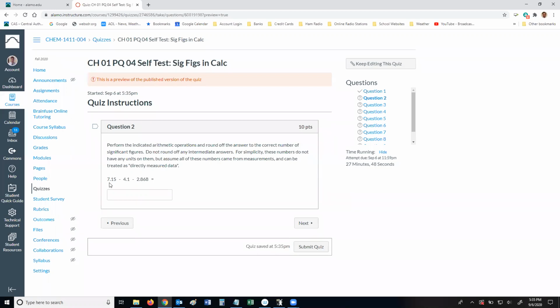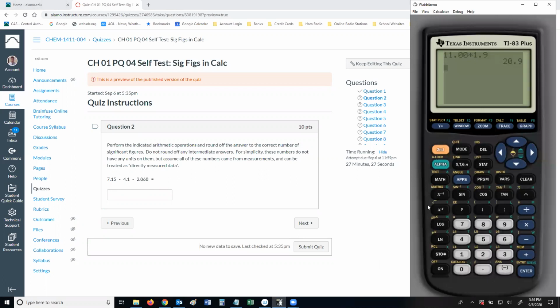So we have 2 decimal places in 7.15. We have 1 decimal place in 4.1 and 3 decimal places in 2.868. The number of decimal places is the number of digits you have to the right of the decimal point. So getting our calculator back up here, we'll put in 7.15 minus 4.1 minus 2.868.